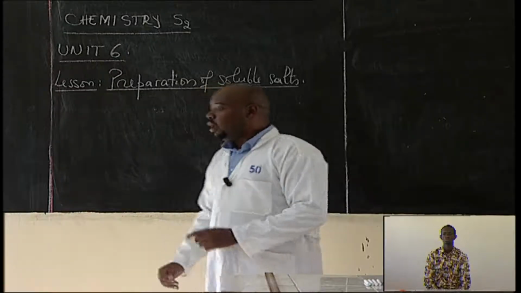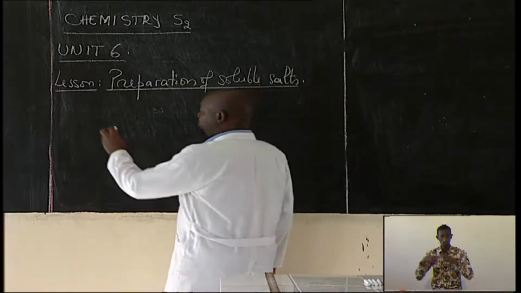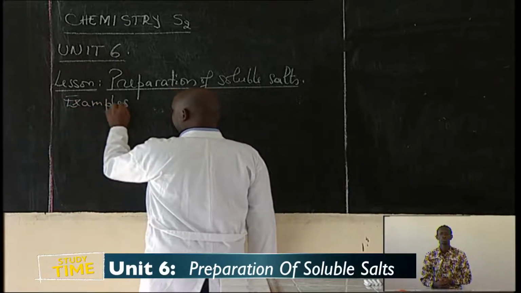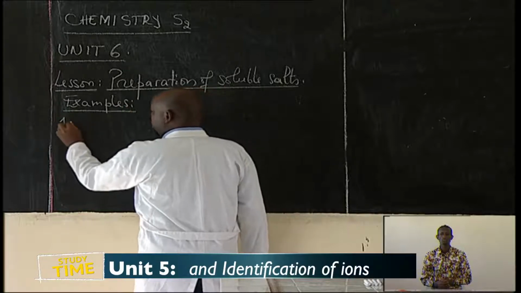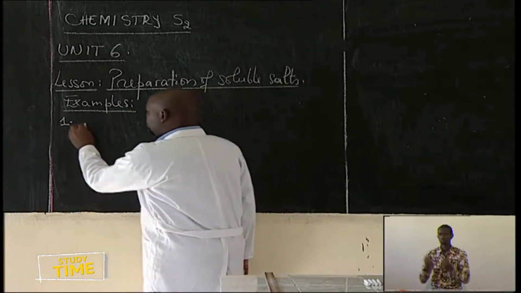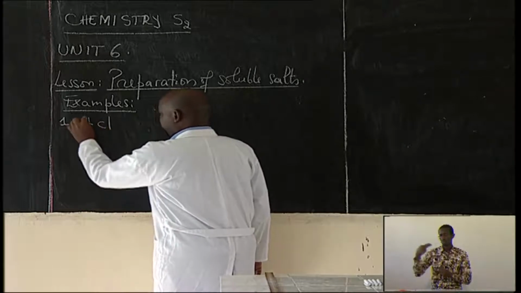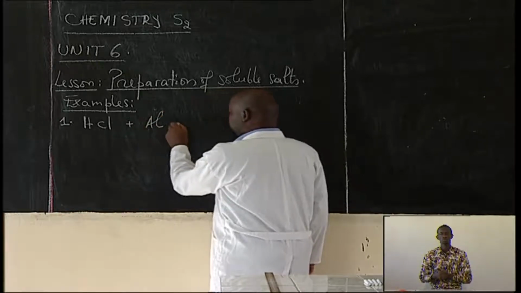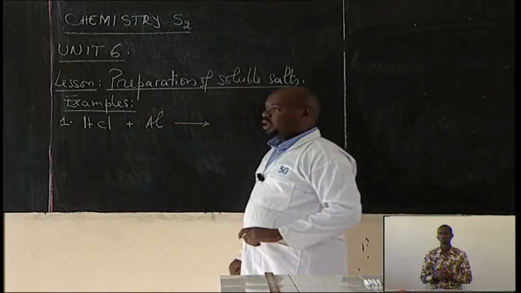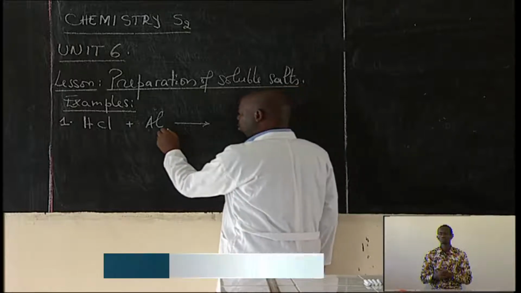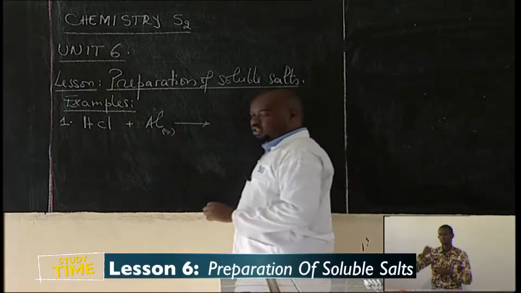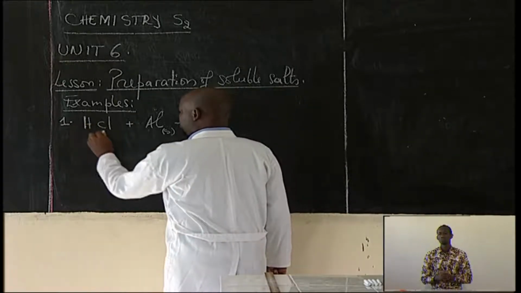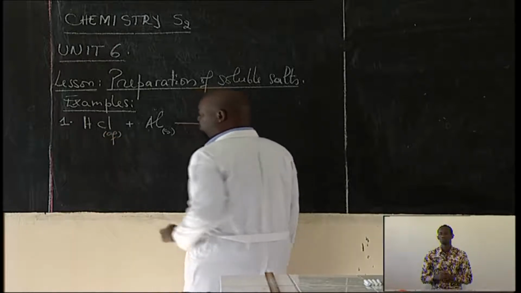Okay, good. Now let us correct number 1. Number 1, we have hydrochloric acid reacting with aluminium, and as I said, aluminium, this is the metal, should be in the solid state, while this hydrochloric acid will be in aqueous state.